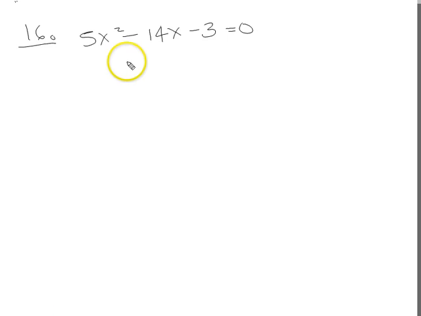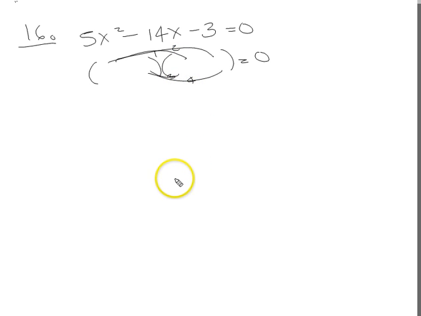Okay, let's have a go at 16 then. We've got 5x squared minus 14x minus 3. Nicely arranged, quadratic in the correct positions that we would like it to be before we factorize. So there are a pair of brackets, 2 lines for the first, 2 lines for the second, lines 1, 2, 3, 4. Only takes a moment to do, doesn't it?